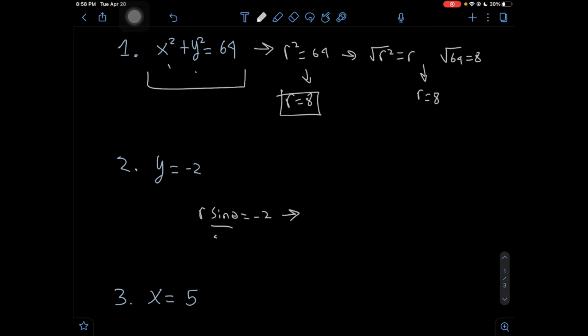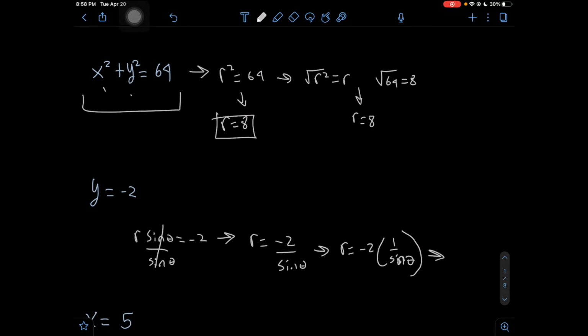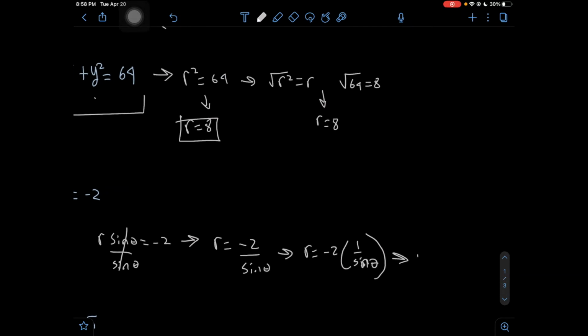So we're going to divide both sides by sine of theta. Those eliminate on our left side, so we're left with r equals negative 2 over sine of theta. That can also be written as r equals negative 2 times 1 over sine of theta. As we should know, 1 over sine theta is equivalent to cosecant. So we have r equals negative 2 cosecant, also known as CSC. That is our final answer for number 2.